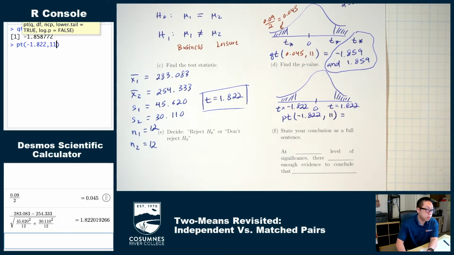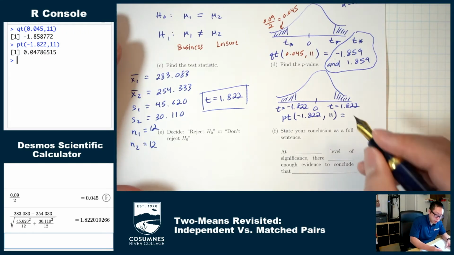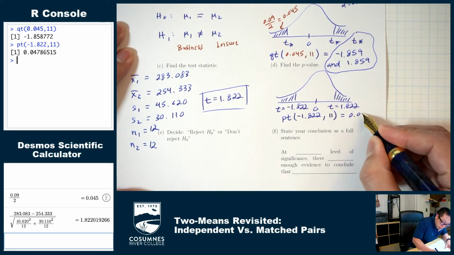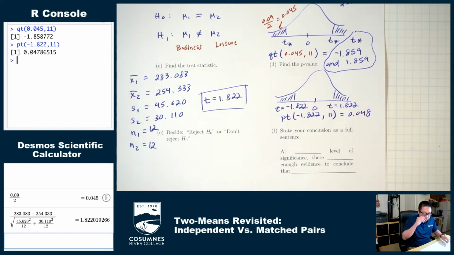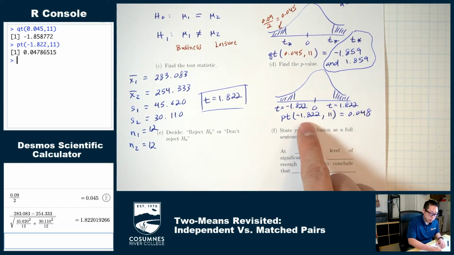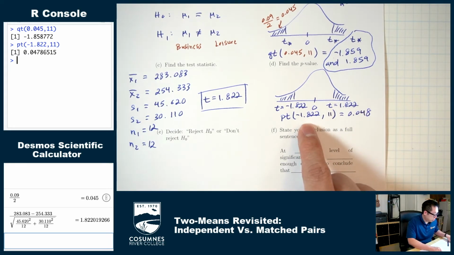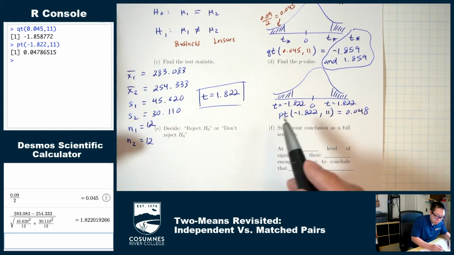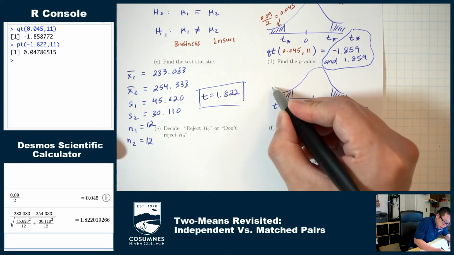Comma 11. This is 0.048. That's the area to the left of the negative 1.822, which means it's just this left part. So 0.048 is just this left part.